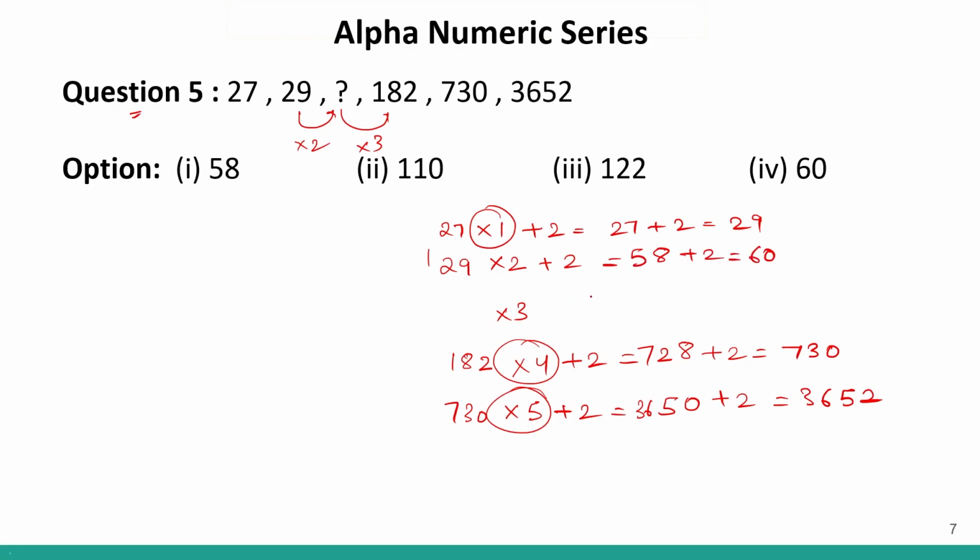Correct? I'll get 60. Now, I have to check it with the next number also. So 60 into 3 plus 2. So 60 into 3 will be 180. And if I add 2 into it, I'll get 182.